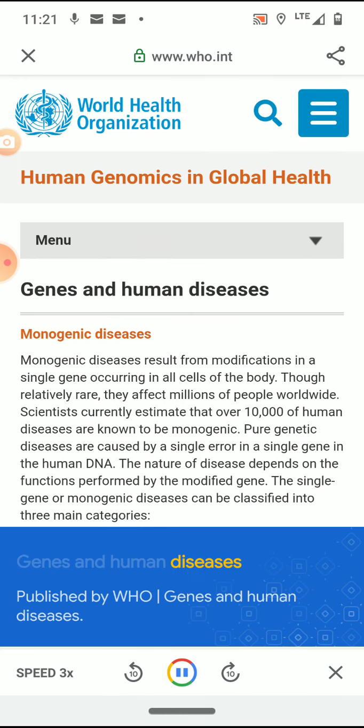Genes and Human Diseases. Published by WHO, Genes and Human Diseases.